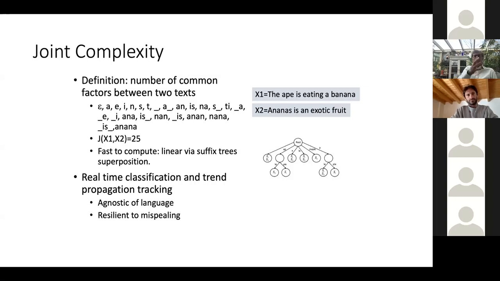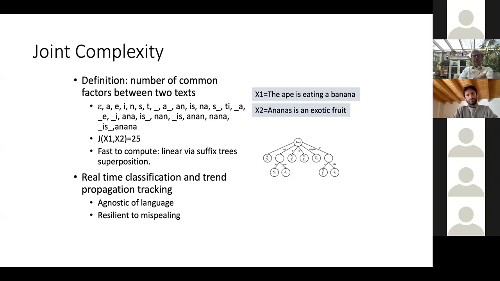You know what is a factor in a text, a factor in another text, and you want to know the number of factors that are common to the two texts. But for example, between the two texts, here the joint complexity is 25. And if you take the assumption that when two texts are on the same topic, then the joint complexity should be large. Therefore, it's a very fast way to make classification of tweets, for example.